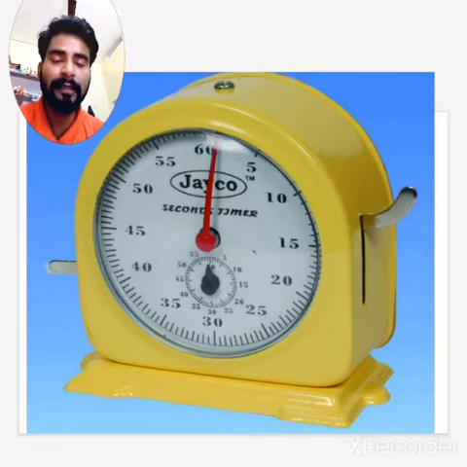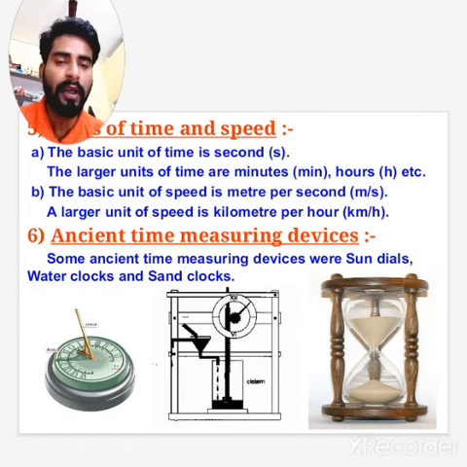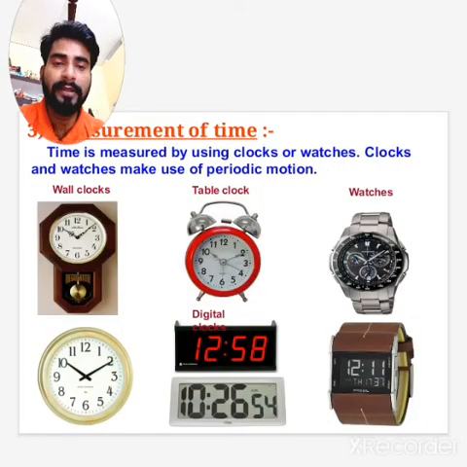In ancient times, different types of clocks were used, like sundials, water clocks, and sand clocks. Nowadays we are not using all these devices because they cannot give the exact time, so we are using different types of devices to measure the time.